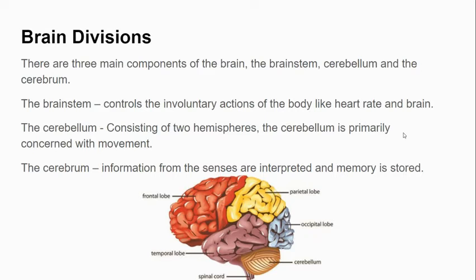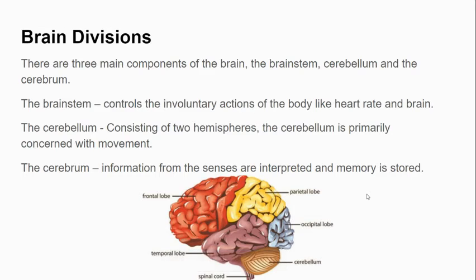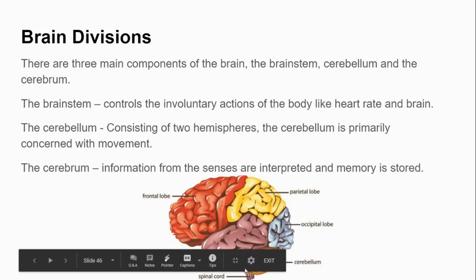And then the cerebrum, which is down here on the bottom, now you can't see it, but the cerebrum is where the information from the senses is interpreted, and then the memory is stored from there.